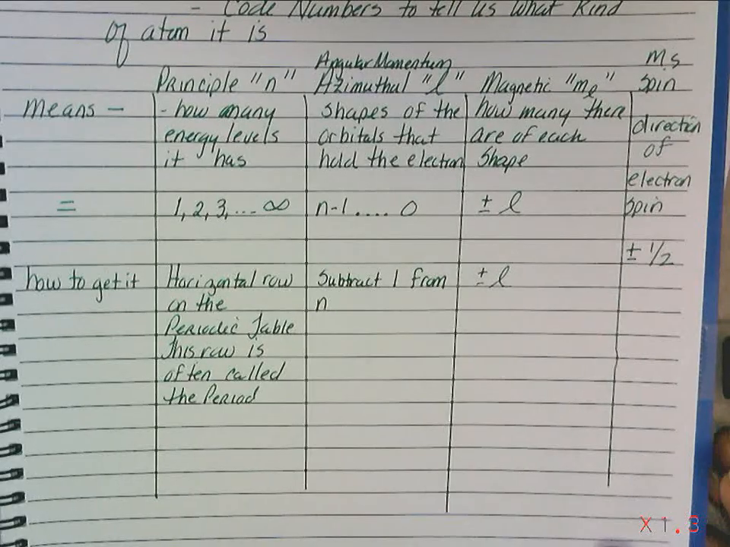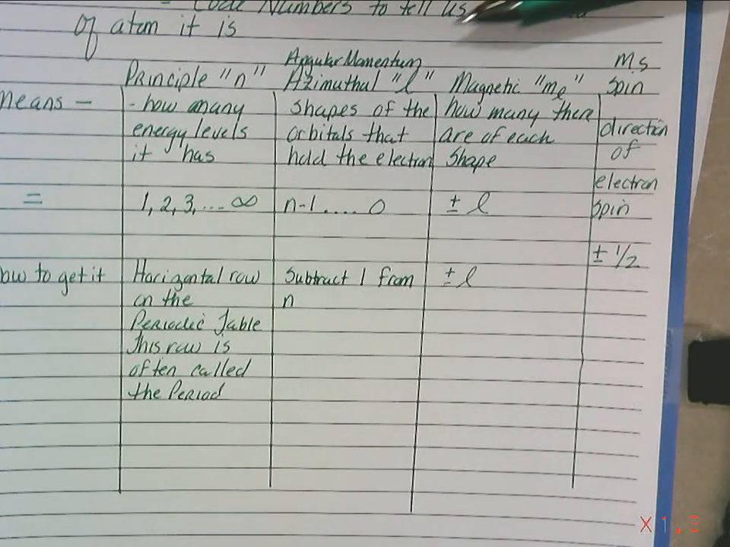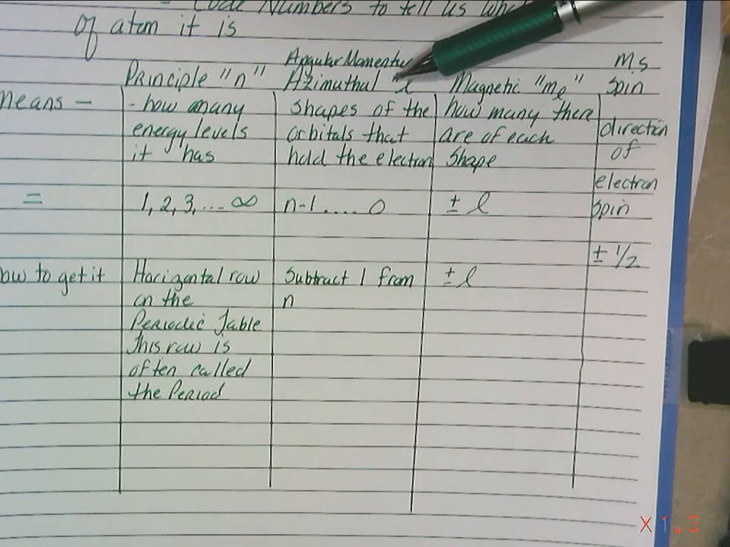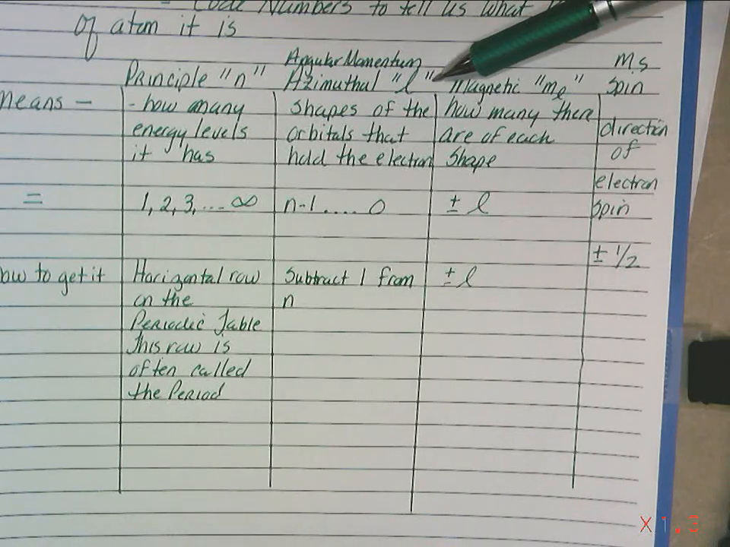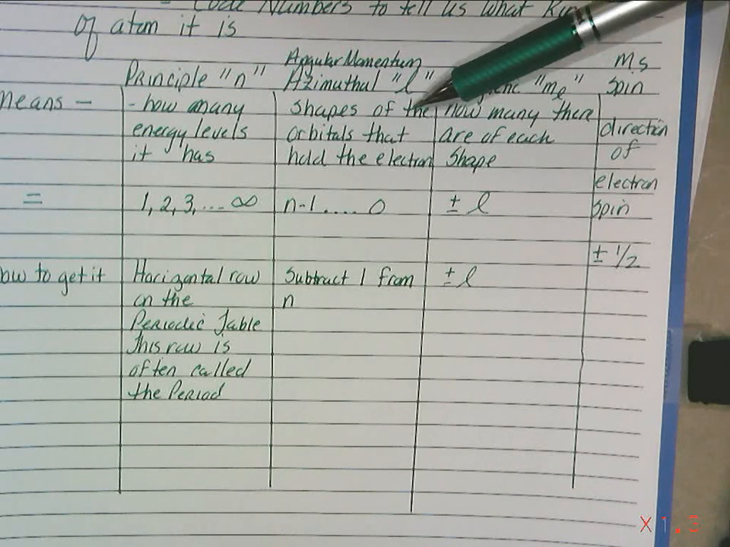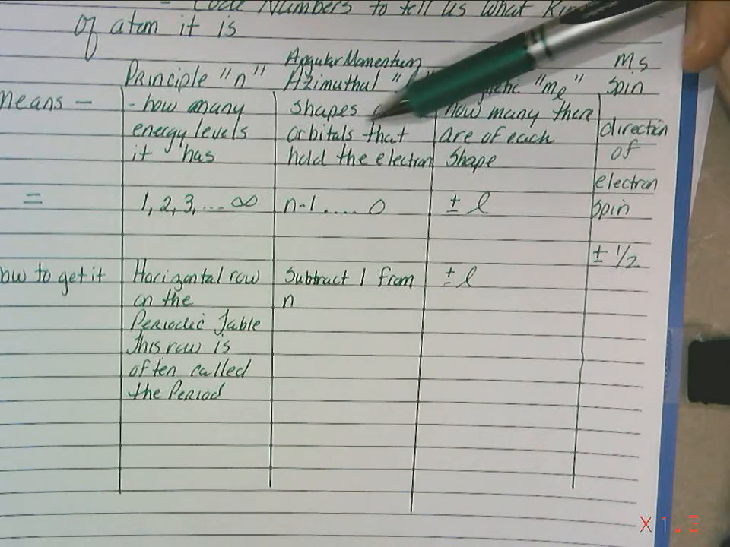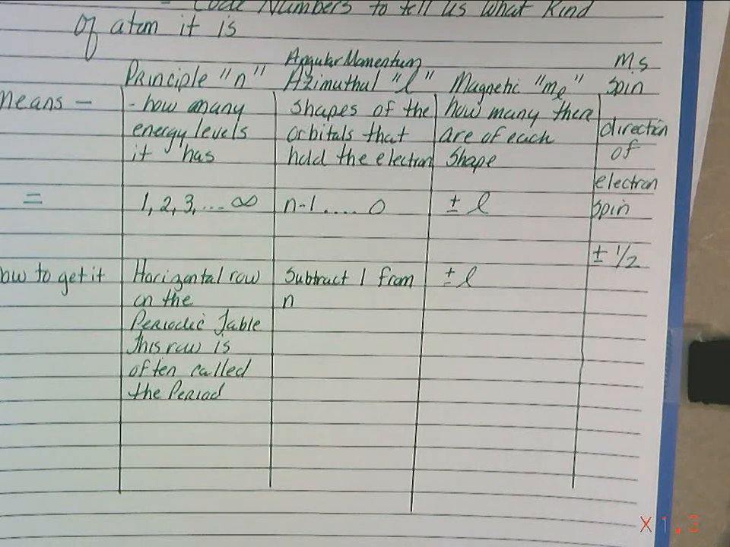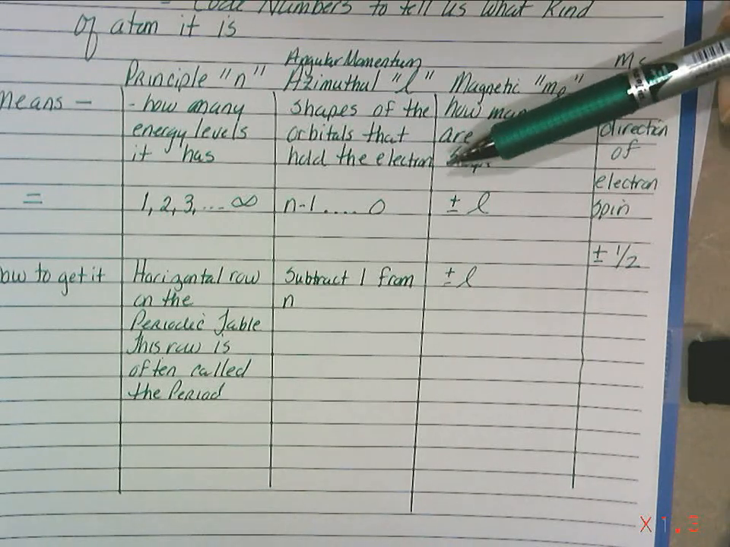Now, the second quantum number is called the angular momentum, sometimes called the azimuthal. It is a cursive L. What does it tell us? It tells us the shapes of the orbitals that hold the electron. In other words, what types of rooms does this hotel atom offer? Is it just a single? Does it have some doubles? Does it have kings? Does it have suites?